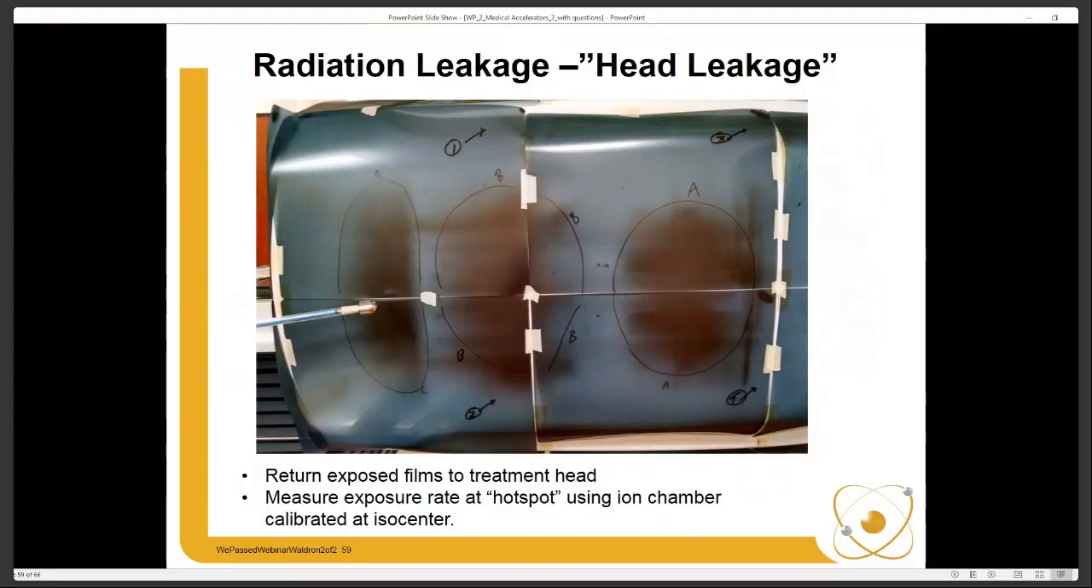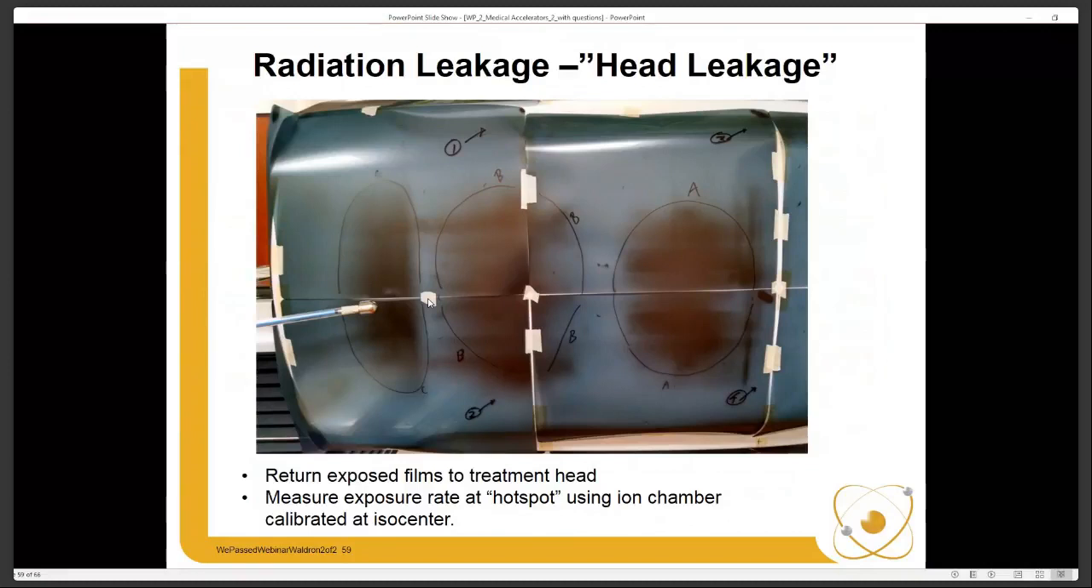So there's the films. Now there's the mapped field, and you can see we've got 3 hotspots. These correspond roughly to where the 3 bends are in the slalom bending magnet. So what I'm going to do is take my ion chamber with a buildup cap, which I have cross-calibrated with the dose at isocenter. I'm just going to put it near each of these and measure the exposure rate here, and then estimate what it's going to be at a meter from there. And hopefully they're going to be less than 0.1%. I don't recall the exact value I got in this case, but it was well below that regulatory limit.